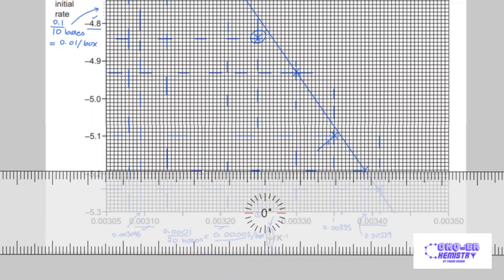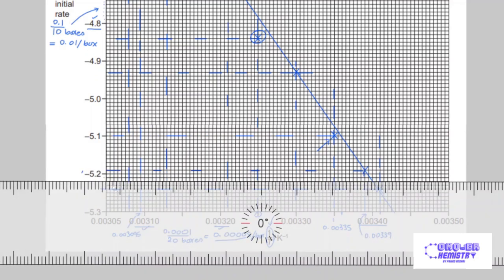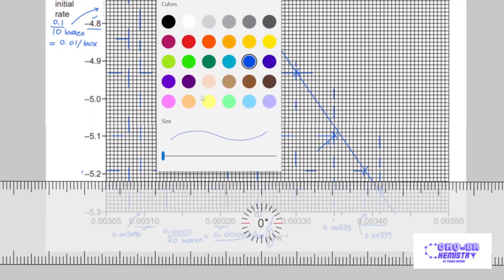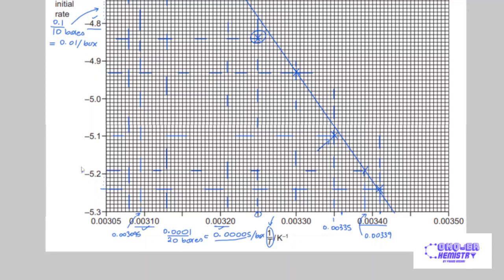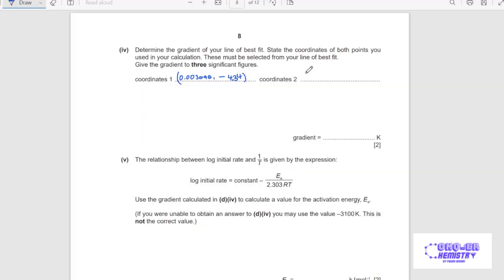Okay, so dashed line all the way to the y-axis, and this is one small square or box above minus 5.2, so that's going to be minus 5.19. All right, so this is minus 5.19. So let's write this down again before we forget. It's going to be 0.00339, minus 5.19. All right.